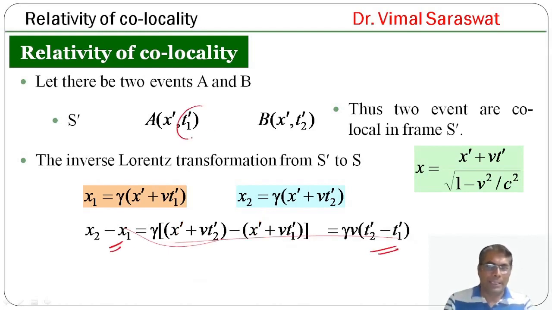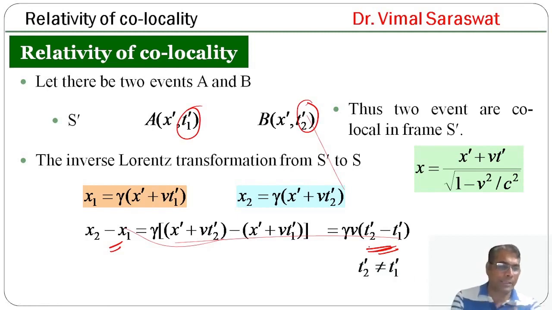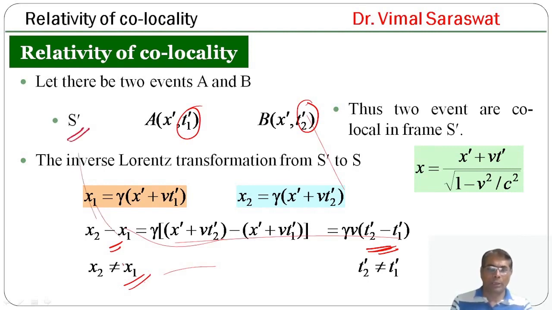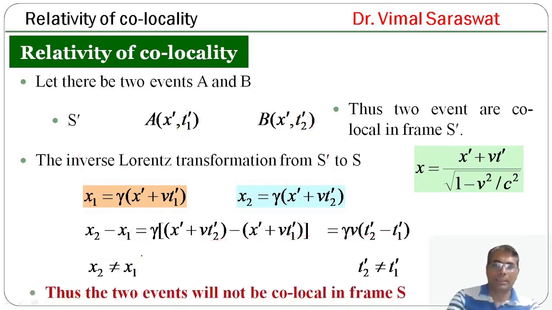Since t1 dash and t2 dash are not the same, t2 dash minus t1 dash will not be equal to 0. So x2 minus x1 is not equal to 0, or x2 is not equal to x1. Since t2 dash is not equal to t1 dash, and hence x2 is not equal to x1, it means two events which were co-local in frame S dash are not co-local in frame S. Thus, the two events will not be co-local in frame S.